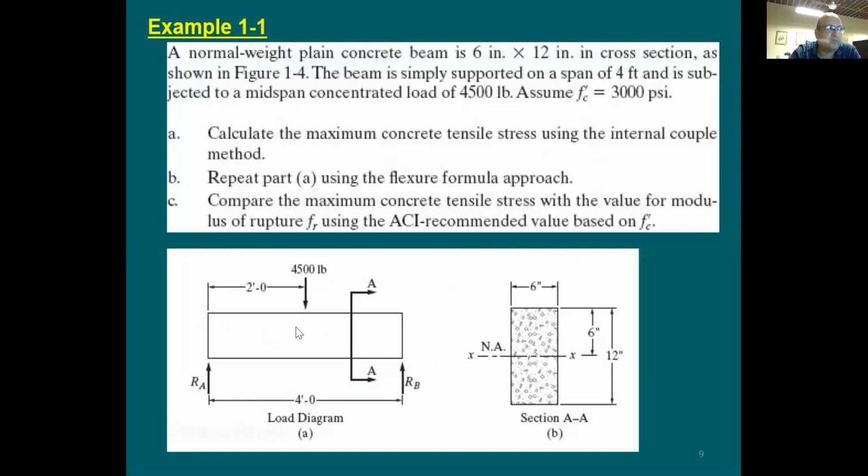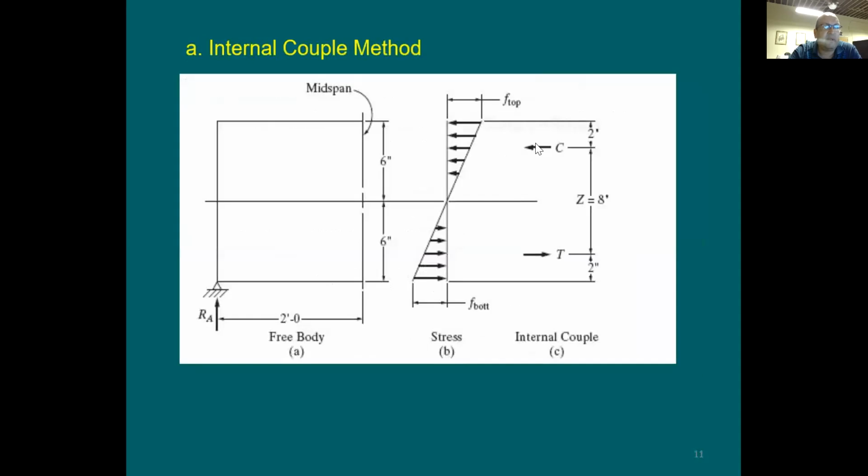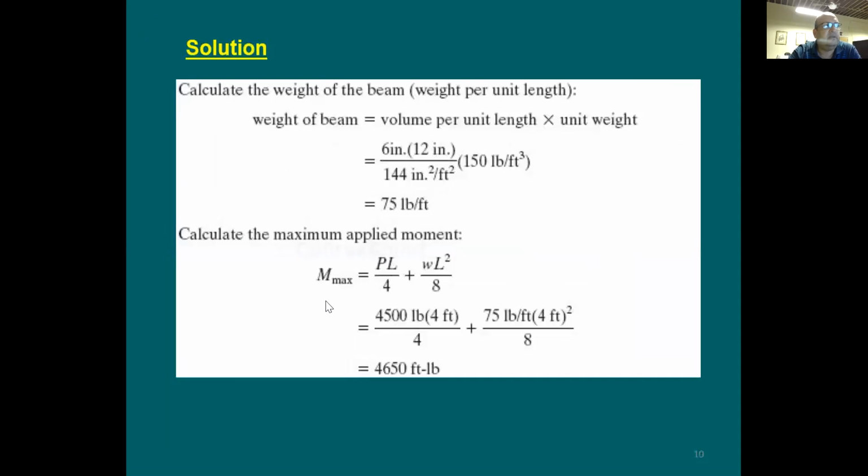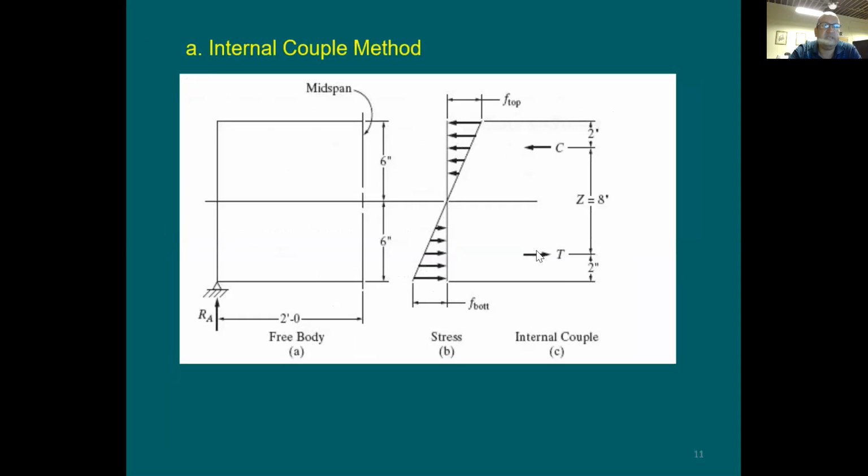So the moment that you have done in your homework was the external applied moment. Due to what? Due to loads. It's going to be PL over 4 plus W squared over 8. But the moment that I'm talking about here is going to be the internal moment. Why internal? Because it's going to be based on internal forces. This C and T are internal forces within the beam itself. These forces, we call external forces, right? This self-weight and the applied point load are all external forces. But this moment that I'm talking about here, C or T times Z, is an internal moment.